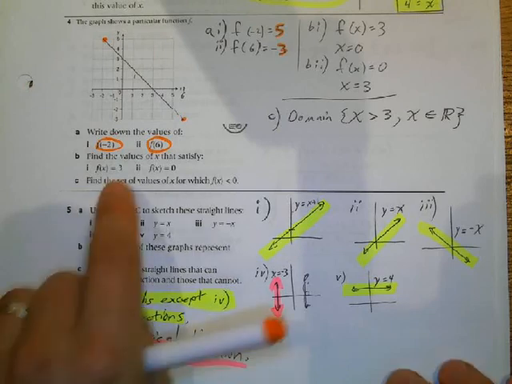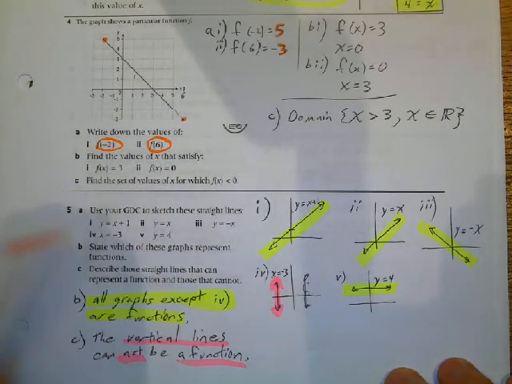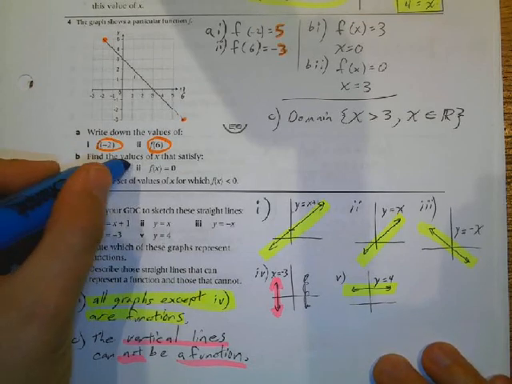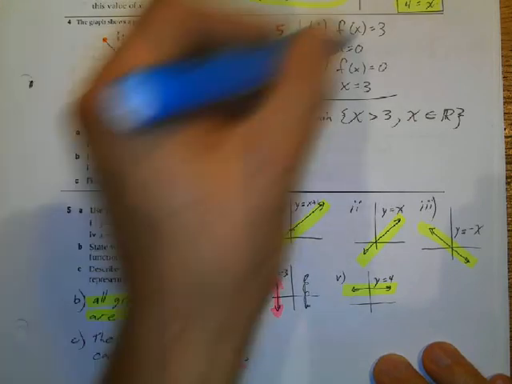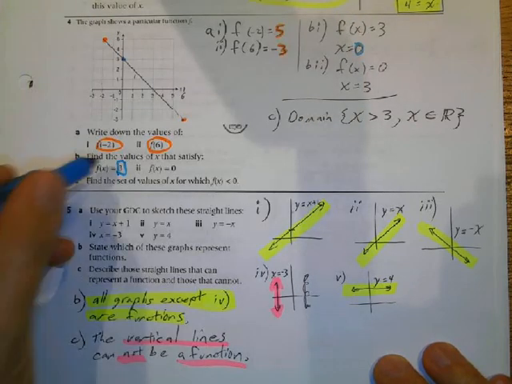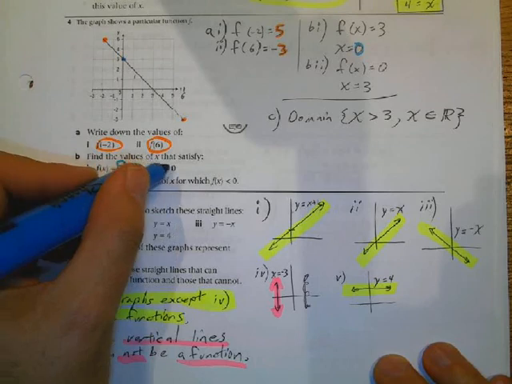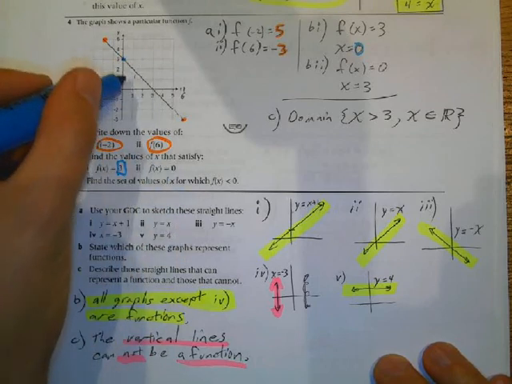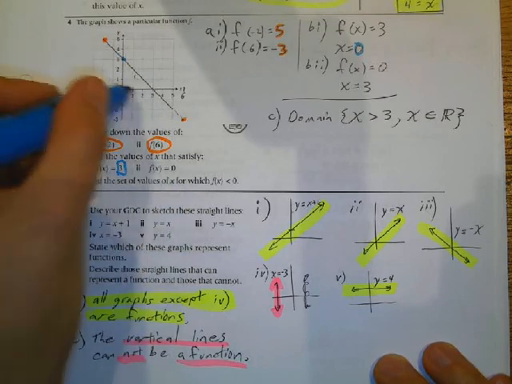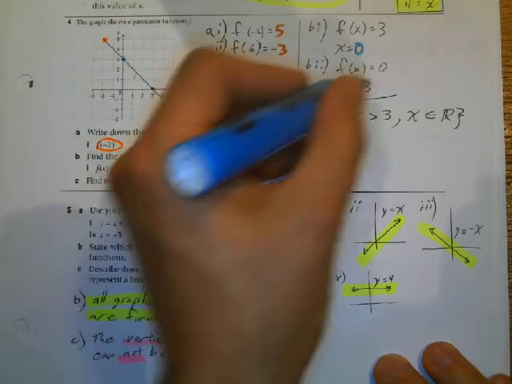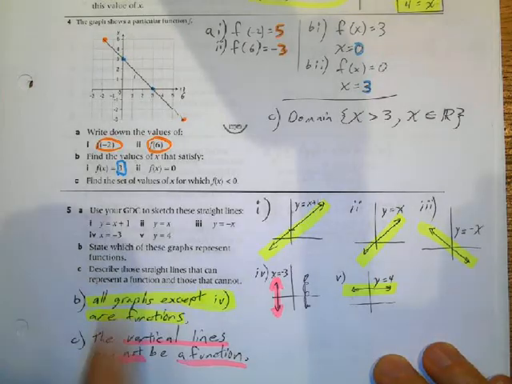Find the value of x that justifies this. So when y is 3, x is going to be 0, when f of x is 0. So this is basically saying when y equals 0, right there, so we're going to have an x value of 3.